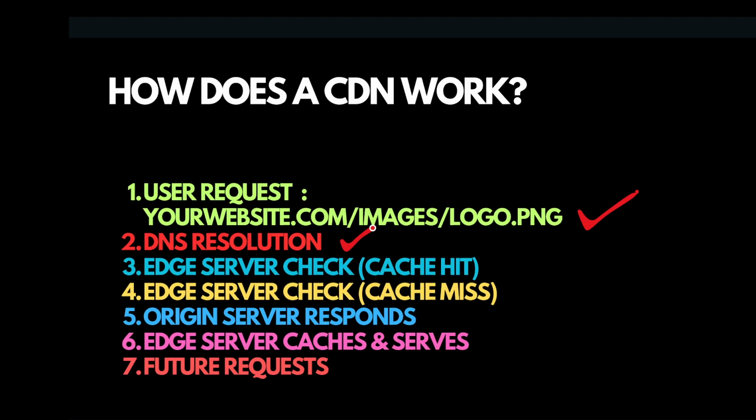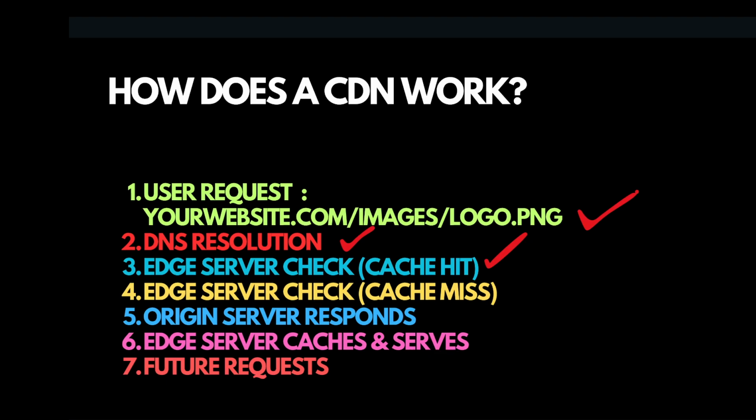Instead of directly resolving to your origin server's IP address, your domain's DNS records are configured to point to the CDN's servers, the CDN's DNS servers. The CDN's DNS then resolves to the IP address of the closest edge server to the user. So we get the edge server. What will we do next?